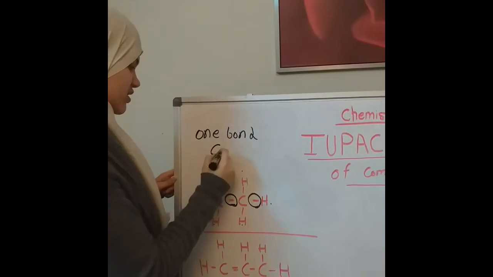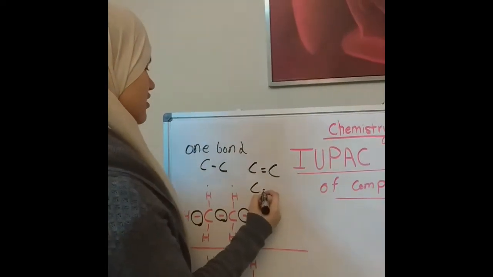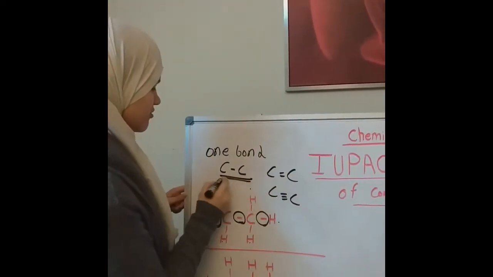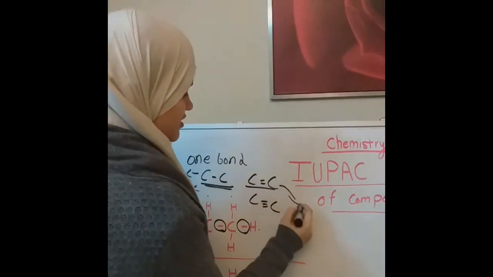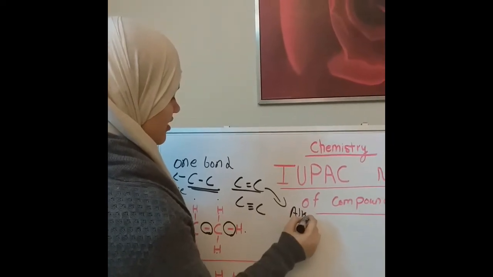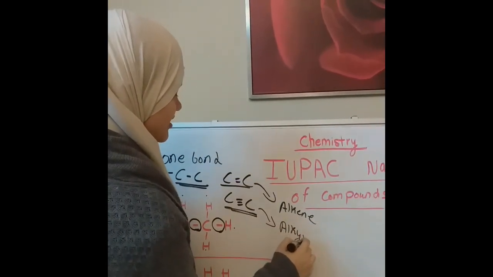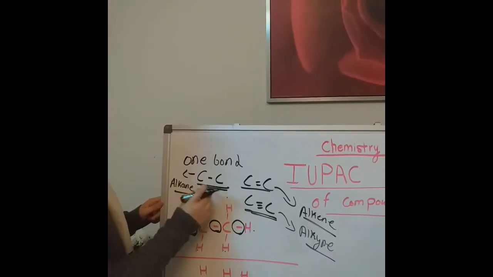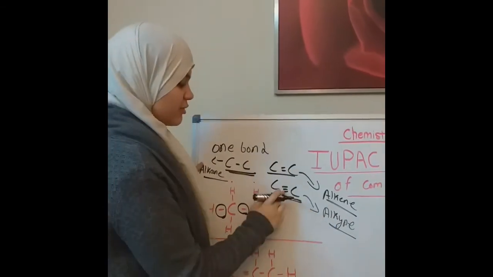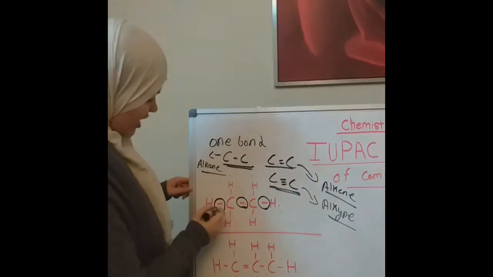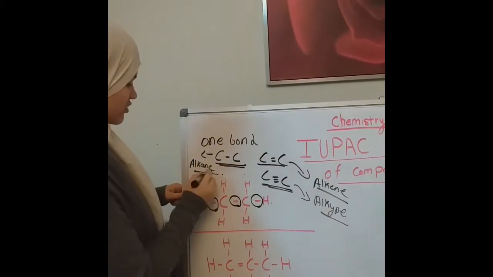That means if C single bond and C double bond, C triple bond. This name, it is alkane. And this name, it is alkene. For the triple bond, it is alkyne. So be focused that the one bond is for alkane, the two bond for alkene, the triple bond for alkyne. So here we have only one bond. That means it will be alkane.